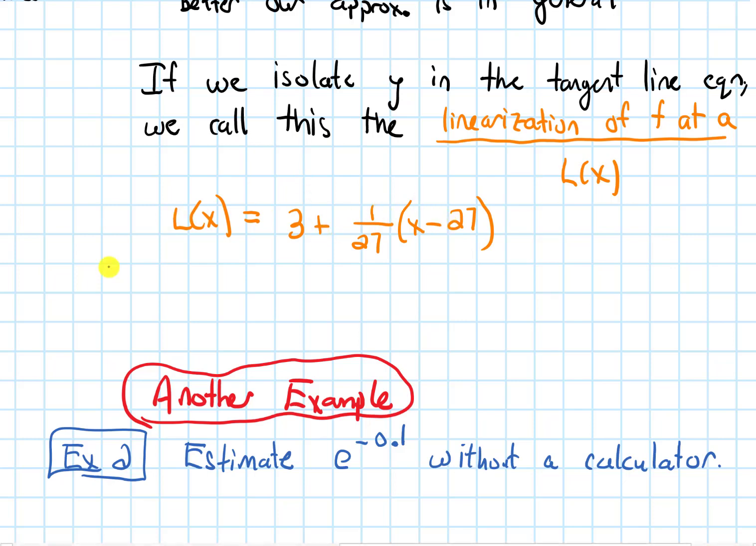Let me also write the general formula. So the general formula is L of x equals, so the 3 was our y value at a, so that is f of a. 1 over 27 was the slope of the tangent line, that is f prime of a, and that's getting multiplied by x minus our a value. That's the general formula for linearization. I personally wouldn't memorize this. I just remember, oh, it's just the equation of the tangent line once I get the y by itself. And convention is I call that thing L of x for linearization.